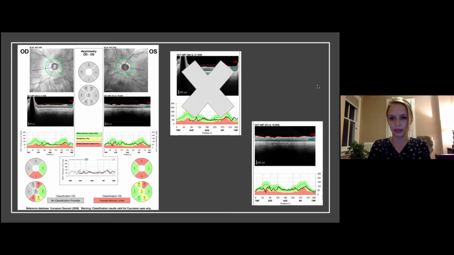Left eye looked a little better. Maybe some ILM poor delineation over there and over there, but overall a pretty good scan. And we see superior and inferior RNFL thinning.